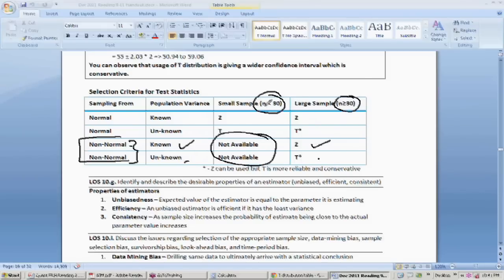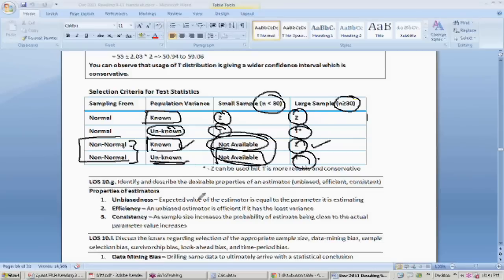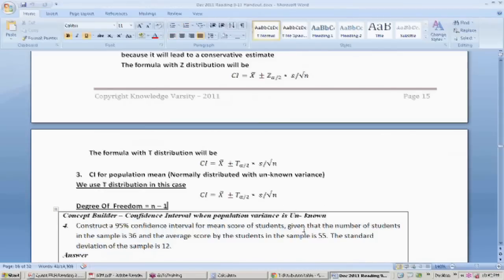So a quick way to remember this is whenever the population variance is known, I will use Z. You will not use it when N is less than 30 and non-normal. Otherwise, every time it will be Z. When the population variance is unknown, I will use T, or I will not have anything. You will not have anything when the population variance is not known. So this is what you have to remember, and you have to see the T distribution value from the table.